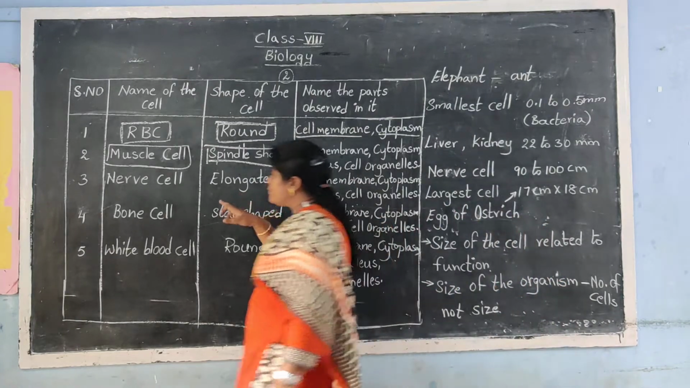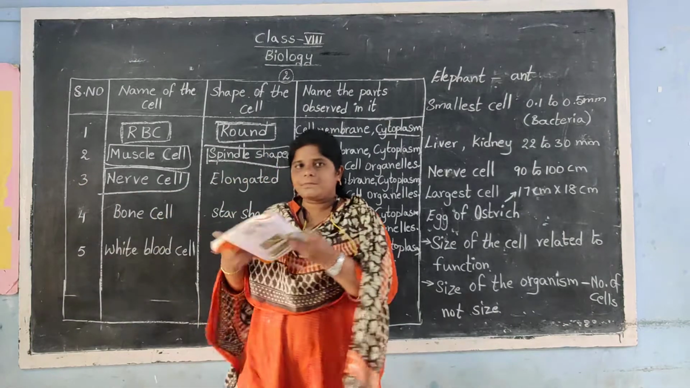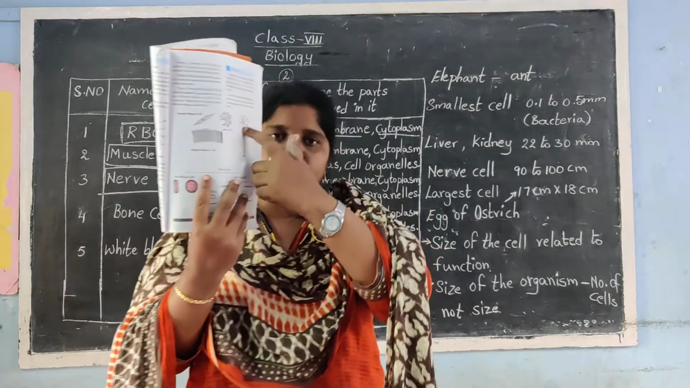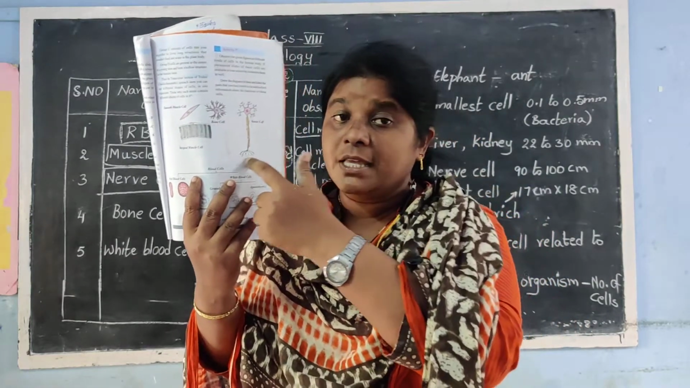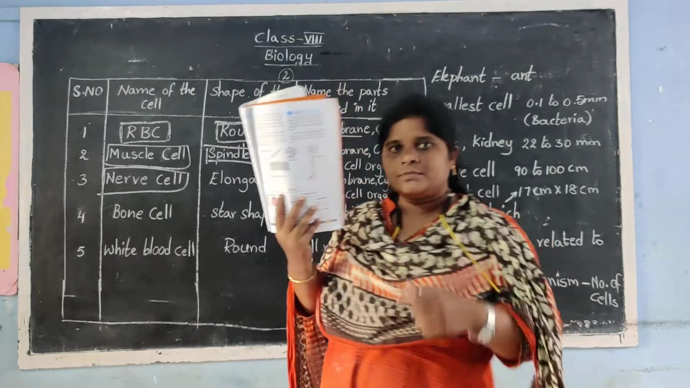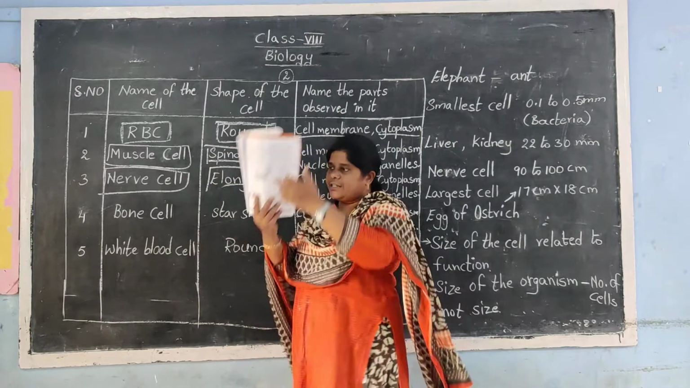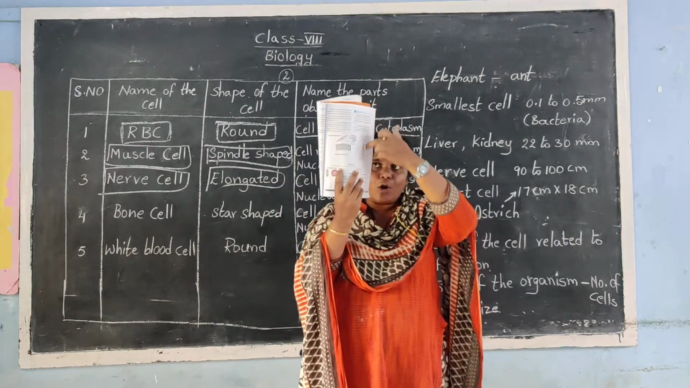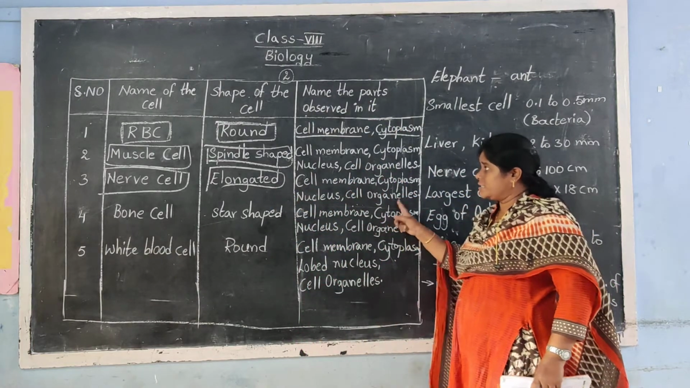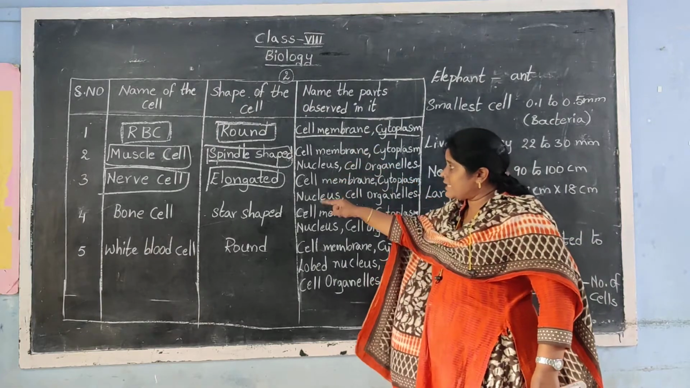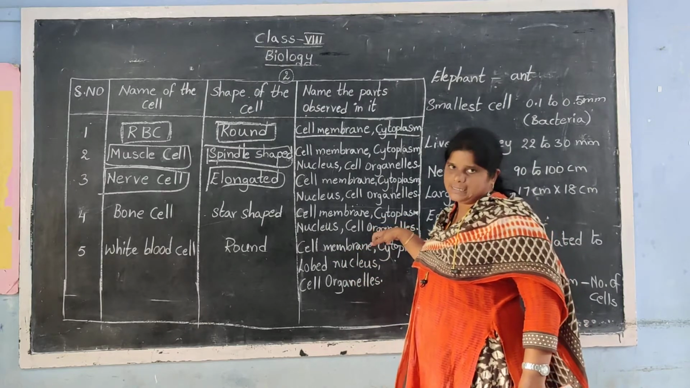Now the next cell is the nerve cell. If you take the nerve cell, this is the nerve cell. You can find a long, tall cell. What is this, ma? Nerve cell. This is present in the brain. So this nerve cell is an elongated cell. You can find this is long, no? That is why we can say that it is an elongated cell. For this also you can find cell membrane, cytoplasm, nucleus and cell organelles. So other than RBC, almost every cell has a nucleus. So all of them can be termed as eukaryotic cells.